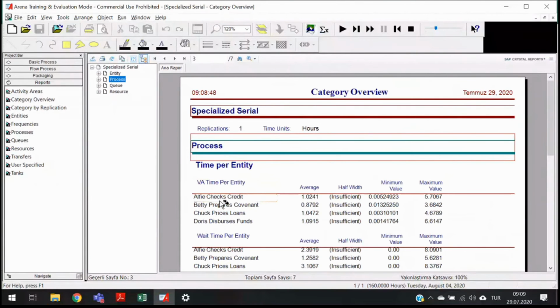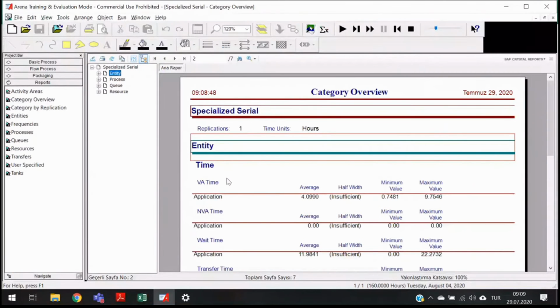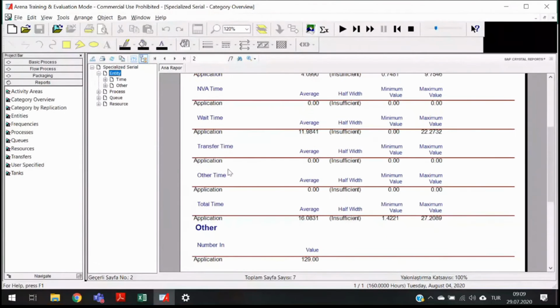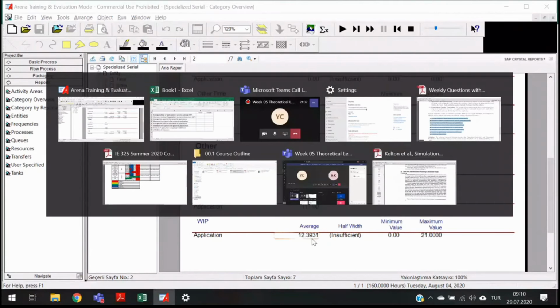process statistics related to each process. Okay, but here the question asks what is the average number of applications in process, which means the total process. So what is the average number of people in the system from the beginning to the end? And we can see such a statistic from the entity section of the statistics. In the entity section, you see we have work in process here, at the bottom. The average work in process in the system is 12.39, okay? So this means on average, we observe 12.39 clients in the system.